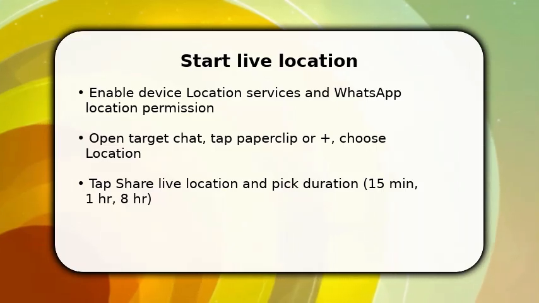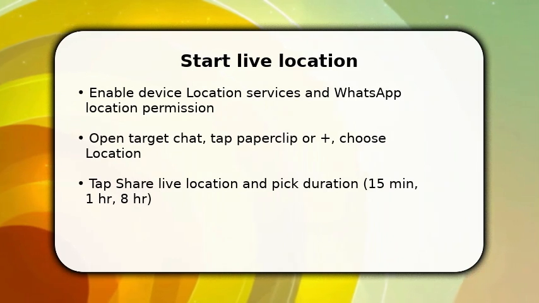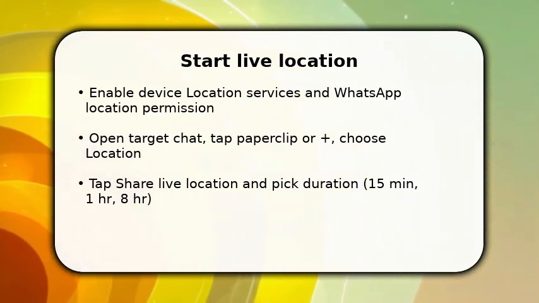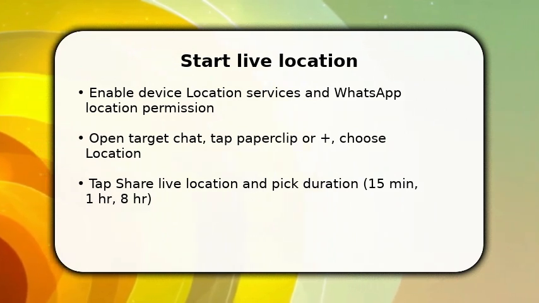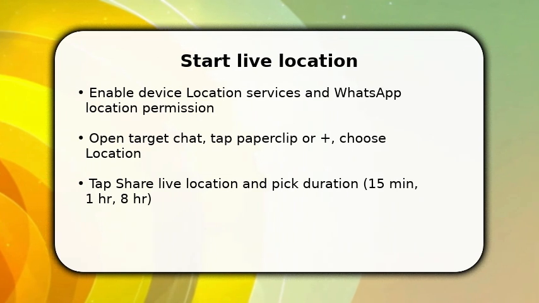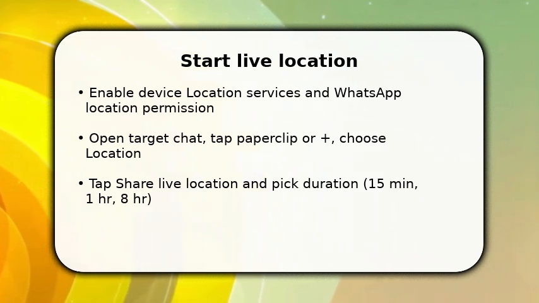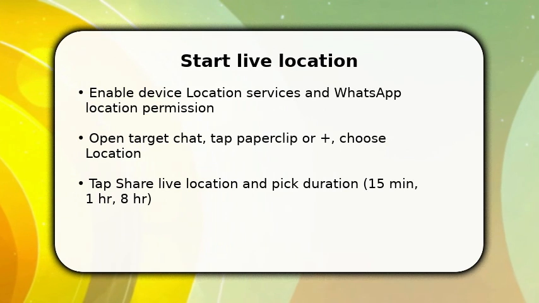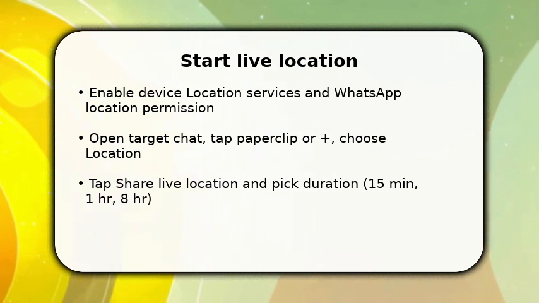You begin by enabling device location and giving WhatsApp permission. This is essential so updates are accurate. Once done, open the chat where you want to share, tap the attachment icon, and select location. Next, choose Share Live Location and pick a duration that fits your plan. This creates continuous updates. It does not automatically jump.